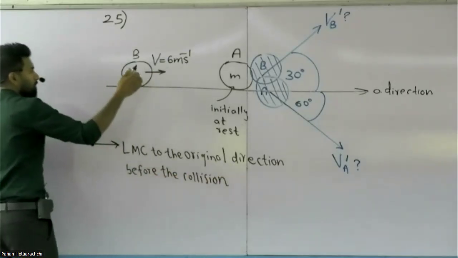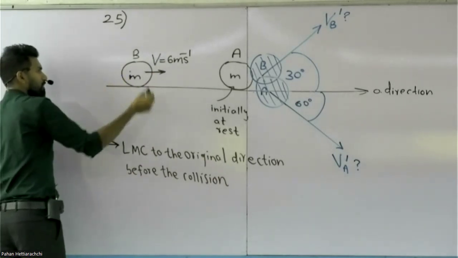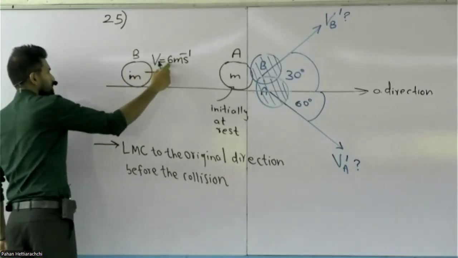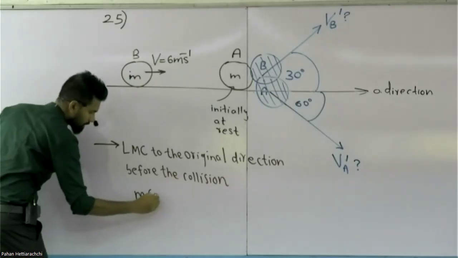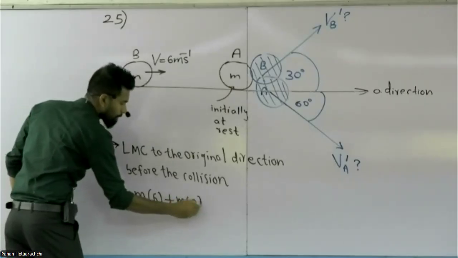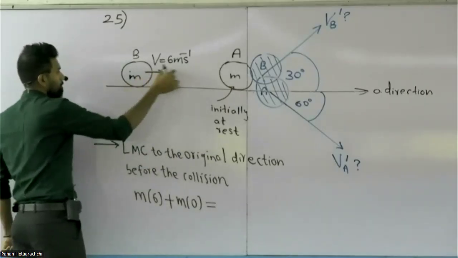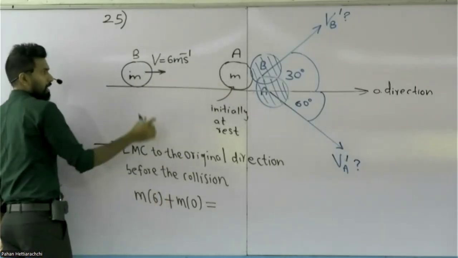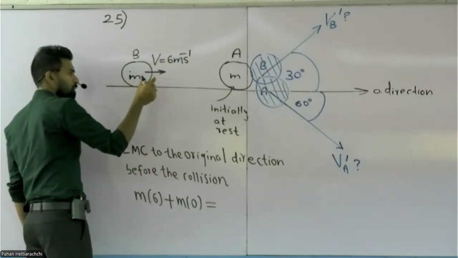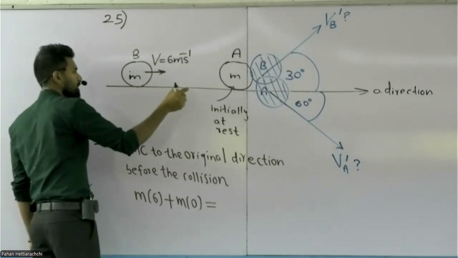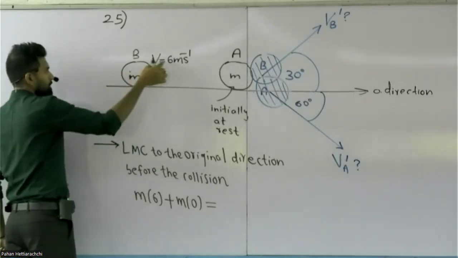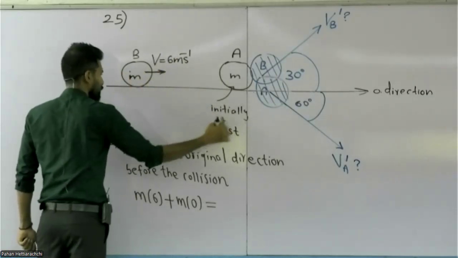Before the collision, what is the linear momentum? Ball B has a mass m with a velocity of 6, so m into 6. Plus ball A is at rest, so m into 0. So these are the two momentum components before the collision. From linear momentum conservation, the sum of the momenta before the collision is equal to the sum of the momenta after the collision. Before the collision, momenta are m into 6 and m into 0, as A is initially at rest.